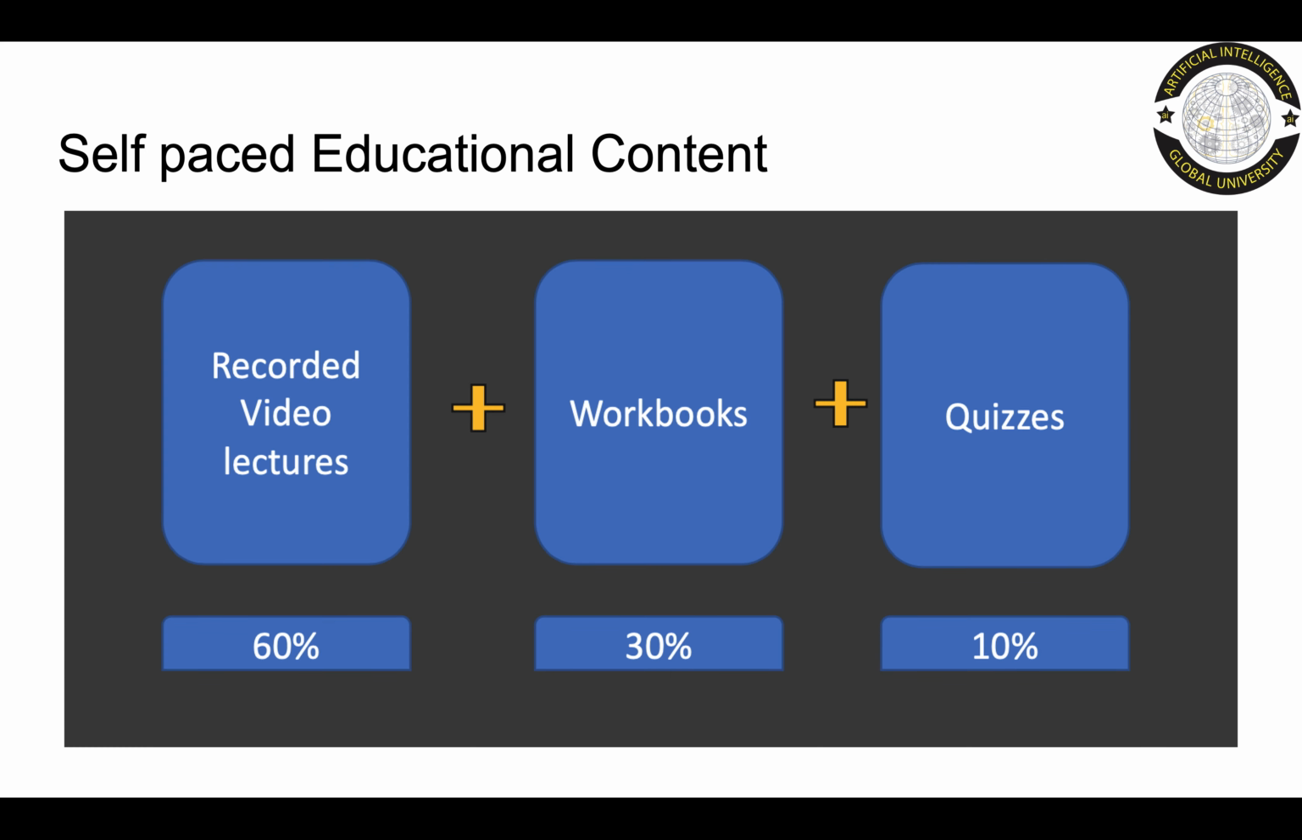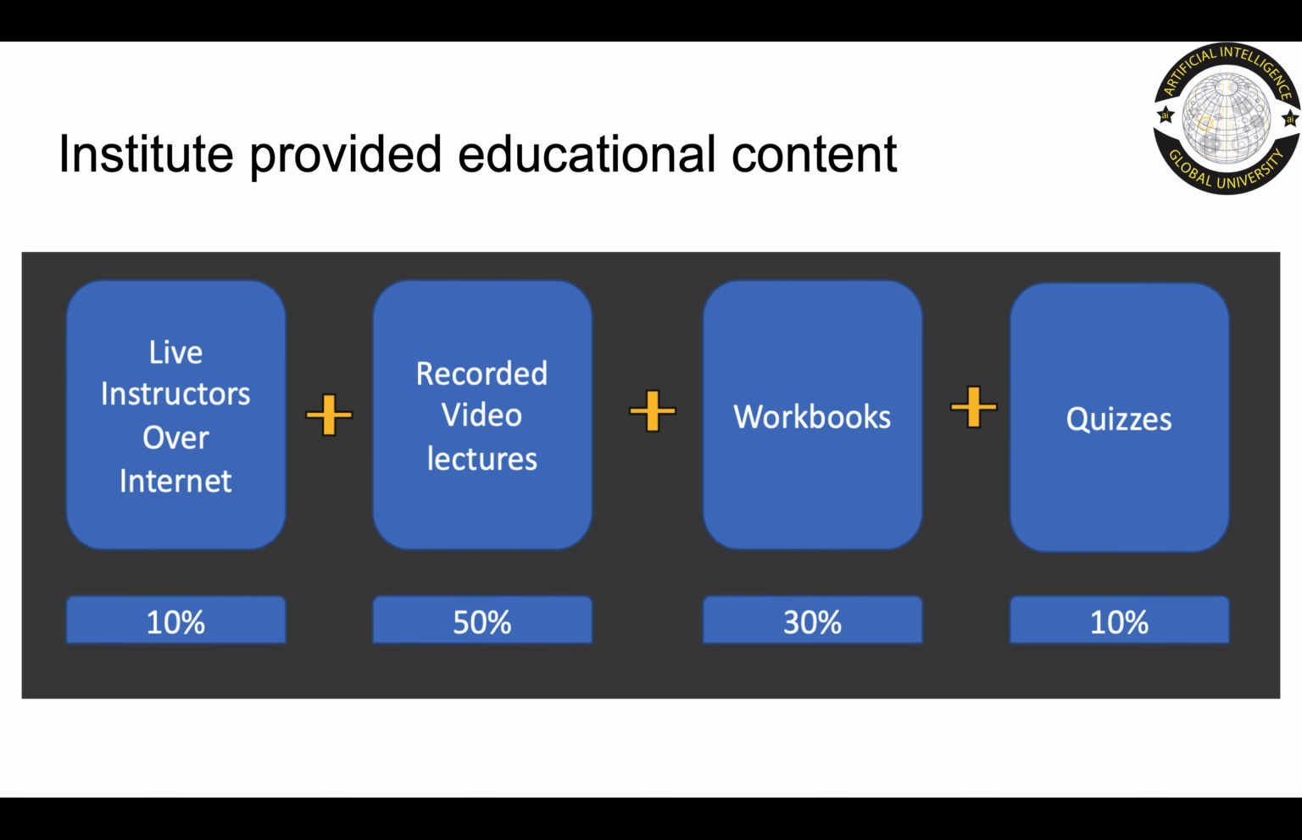If we look into our self-paced educational content, it is a combination of recorded video lectures, workbooks, and quizzes. Combining these three things, where video lectures are about 60%, workbooks 30%, and quizzes 10%, really completes our self-paced educational content. When we look into the institute provided educational content, we spend about 10% of the time giving live lectures over the internet, they are not recorded, they are live. There is an instructor using our own platform to teach the students all over the world. And then recorded lectures are about 50% of that, and then the remaining 40% combines workbooks and quizzes.